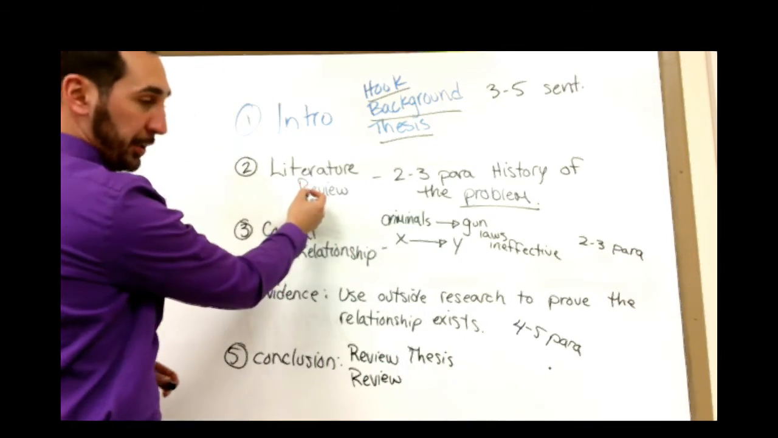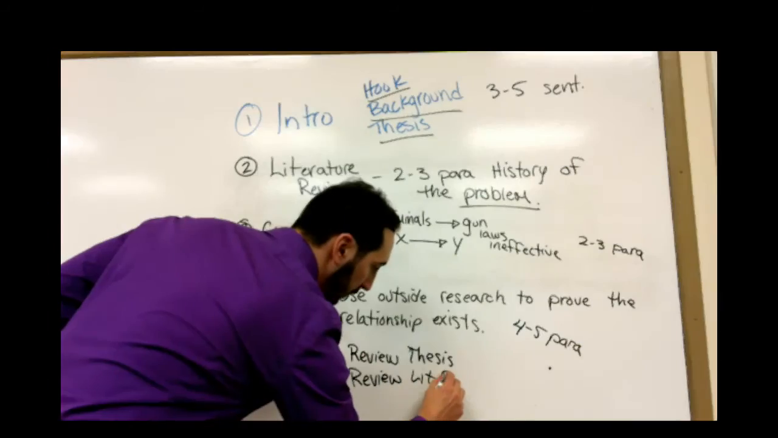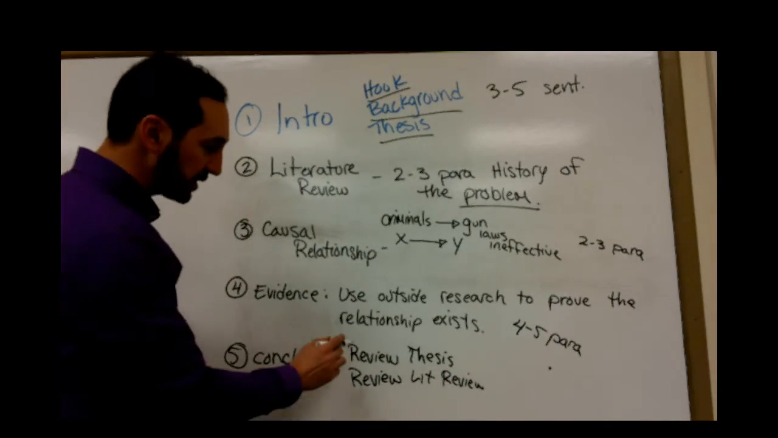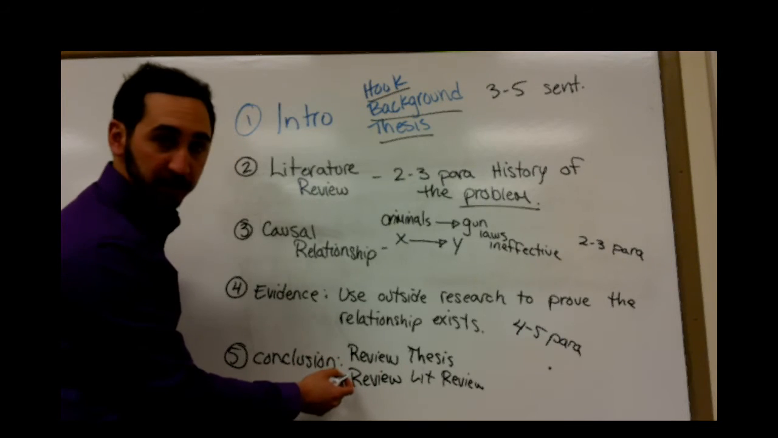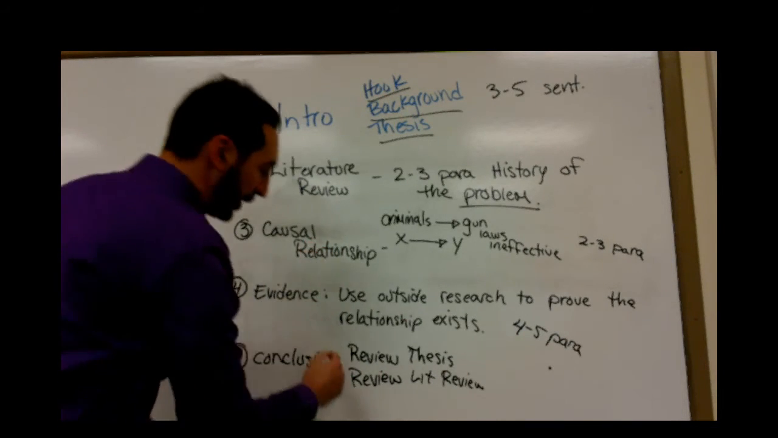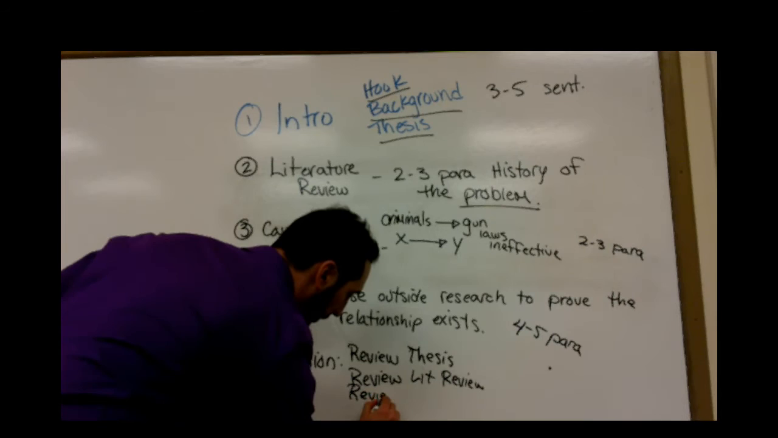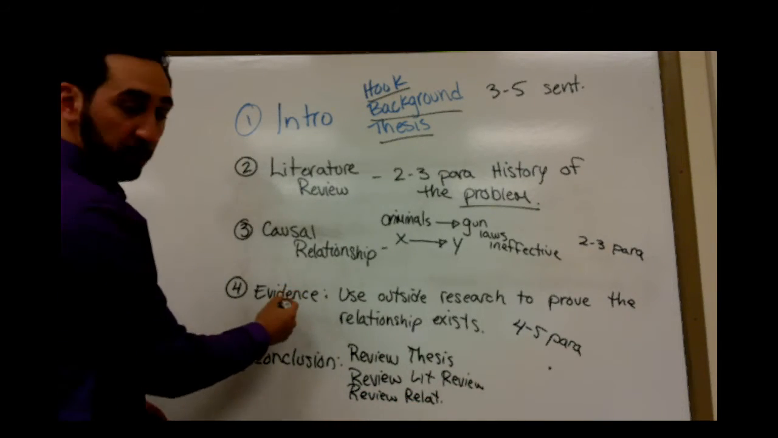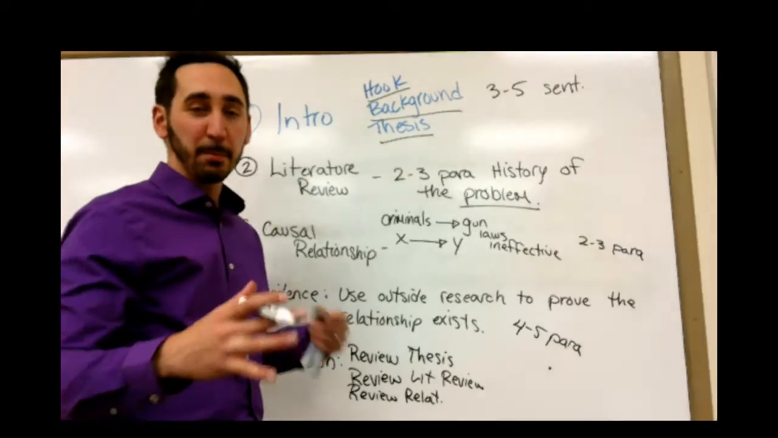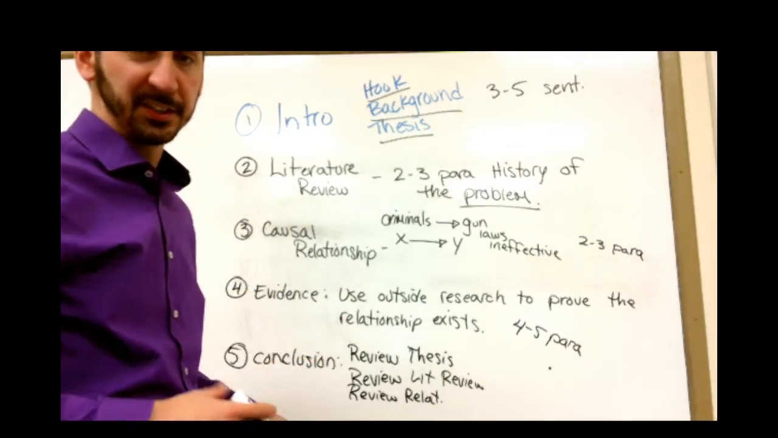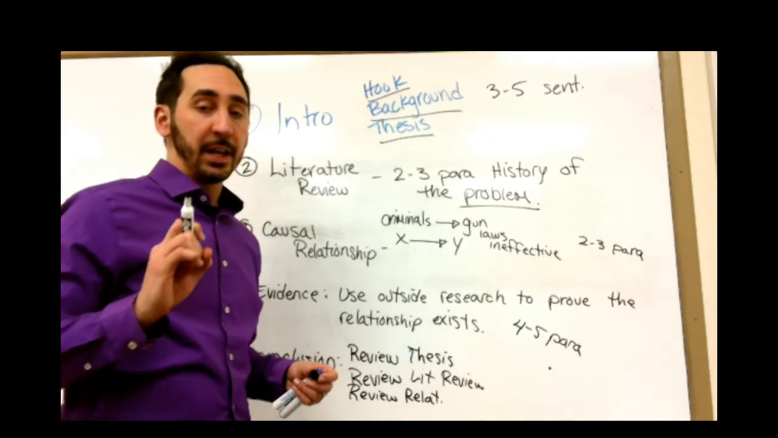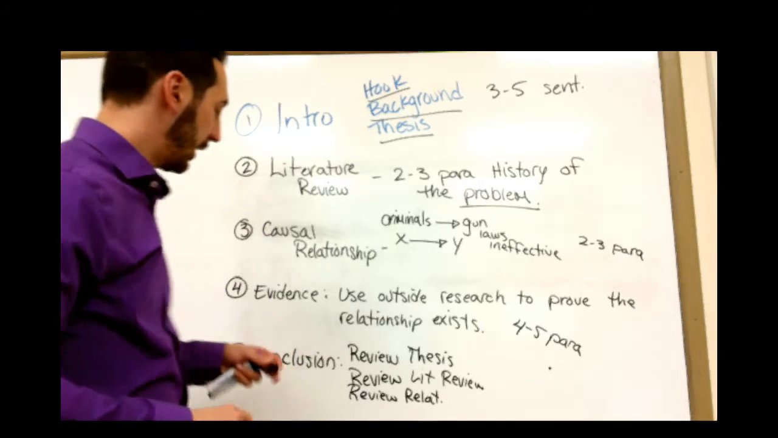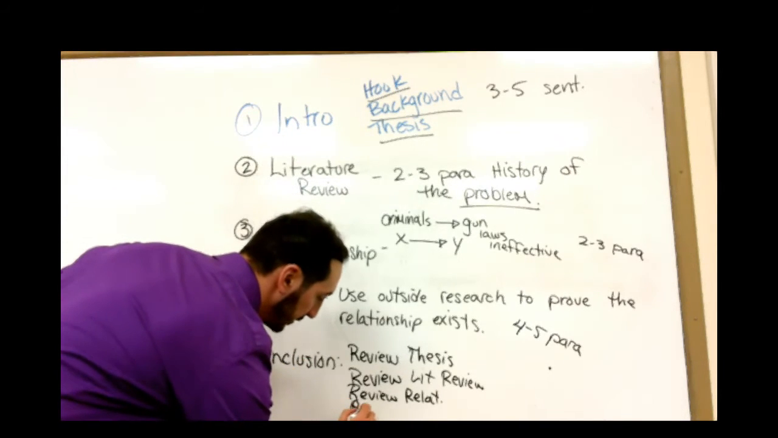After you review the thesis, then you want to review the literature review. Just give me the main points. 1 sentence to review the thesis, 1 sentence to review the literature review, 1 sentence to review the relationship, and then 1 sentence to review your evidence. You may be able to go into 2 sentences on the evidence because it's going to be the longest section, but you're going to give it a very brief summary, 1 to 2 sentences.